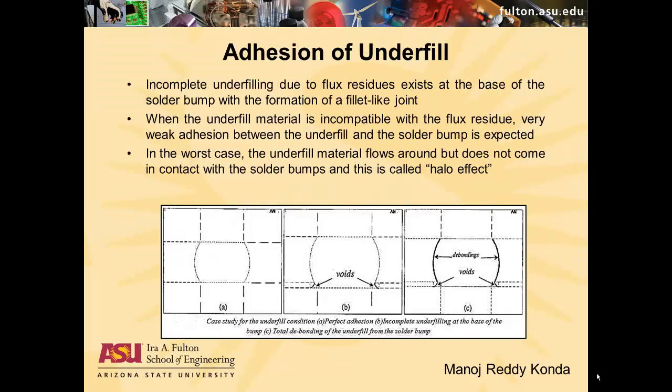In this slide, the effect of flux residue on the adhesion of the underfill is explained. Due to the interaction between the underfill and the flux residue, incomplete underfilling exists at the base of the solder bump, forming a fillet-like joint. In worst cases, the underfill may flow around but may not come in contact with the solder bump at all. This phenomenon is called the halo effect. As seen in the figure, case A shows a bump with perfect adhesion, case B shows incomplete underfilling at the base of the bump, and case C shows the halo effect.